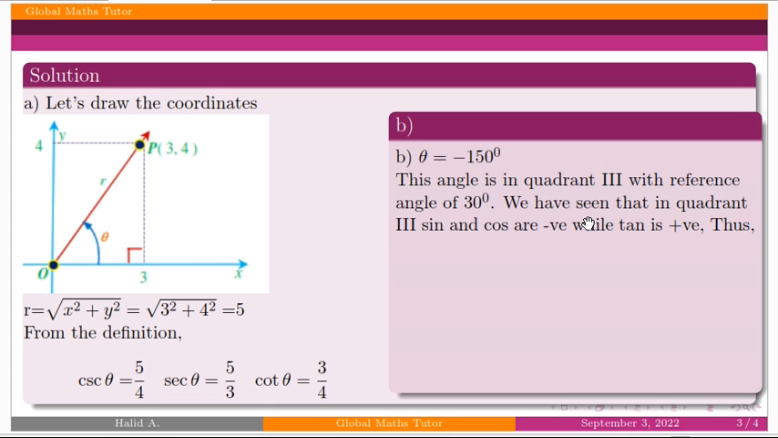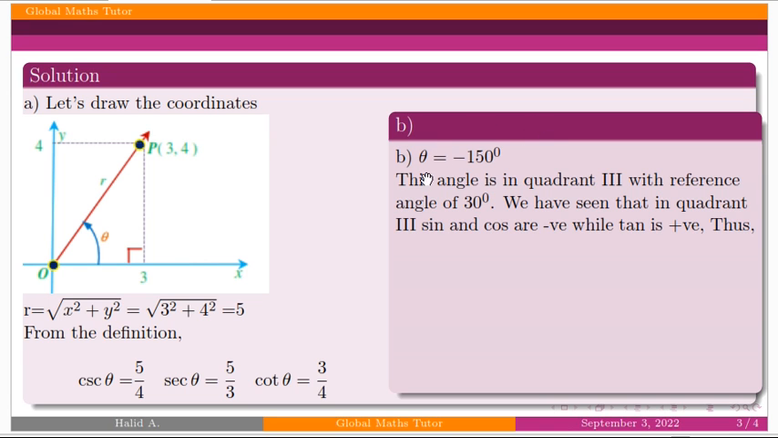Okay, let's do part B. For an angle in the clockwise direction, which means negative, first let's find its quadrant. It passes the negative y-axis in the clockwise direction, so it will be in quadrant 3. In quadrant 3, as we have seen, all students take coffee, or take chemistry. So tan is positive in quadrant 3, and sine and cos are negative. After knowing the signs of the values, let's determine its reference angle.